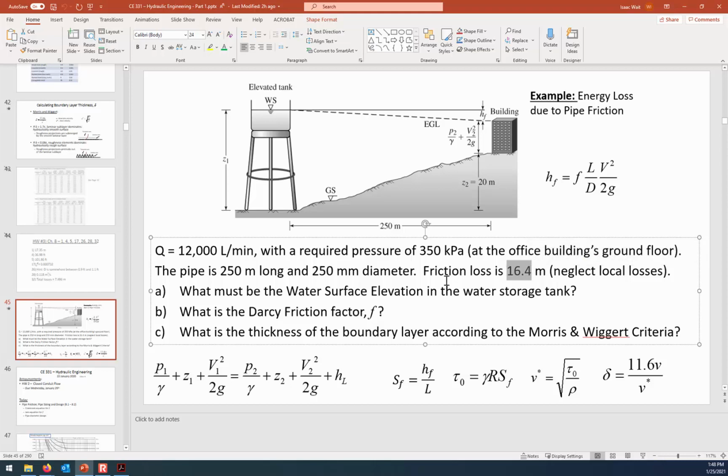The closing point I wanted to make is that there is a physical interpretation of this F value. If you know the F value and the Reynolds number, then you can go back to the relative roughness and try to determine what the pipe is made out of. All right.